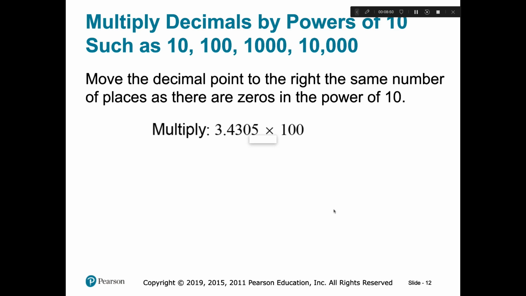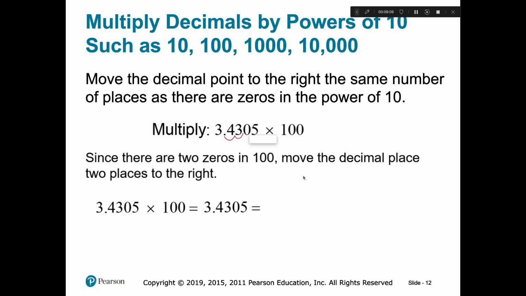All right, I did not put this one on the back of your page, but let's look at it. If we're multiplying by 100, how many places am I moving that decimal? 2. To the right or the left, Blake? Right. 2 to the right. So I'm going this way. There are 2 zeros in 100. You move the decimal place 2 places to the right. So my answer becomes 343 5/100.